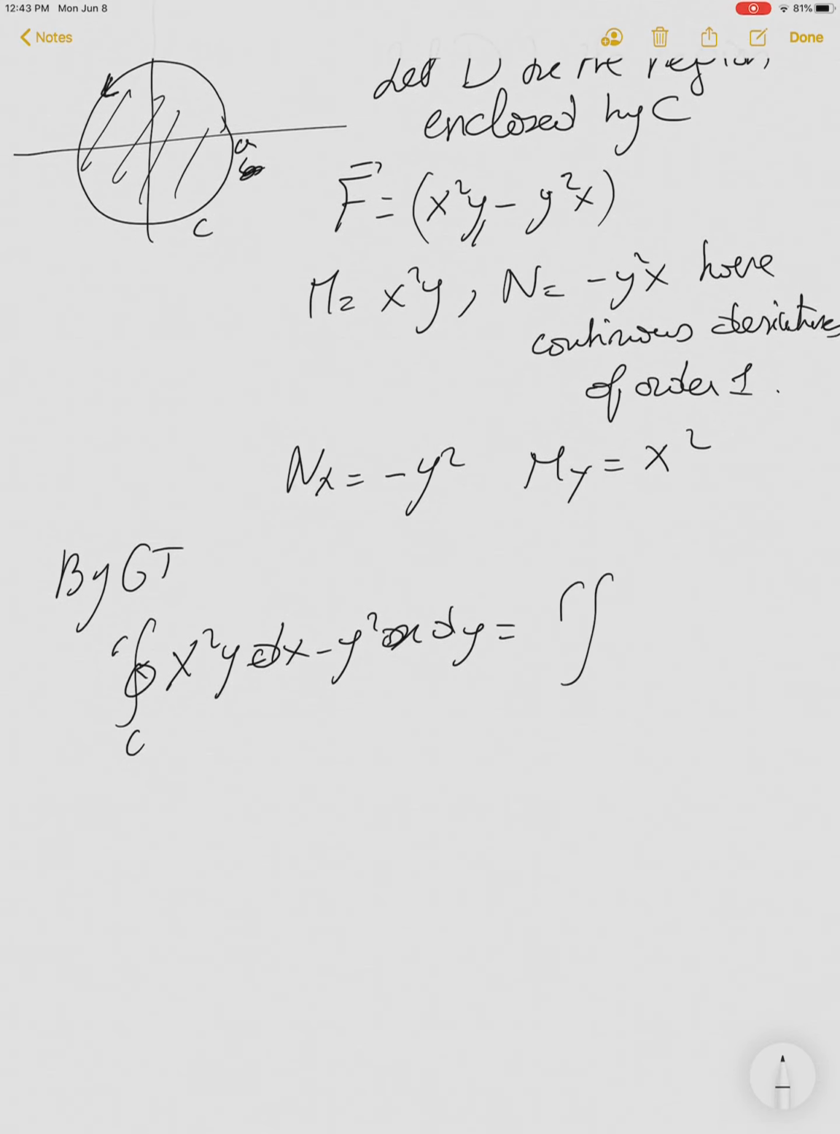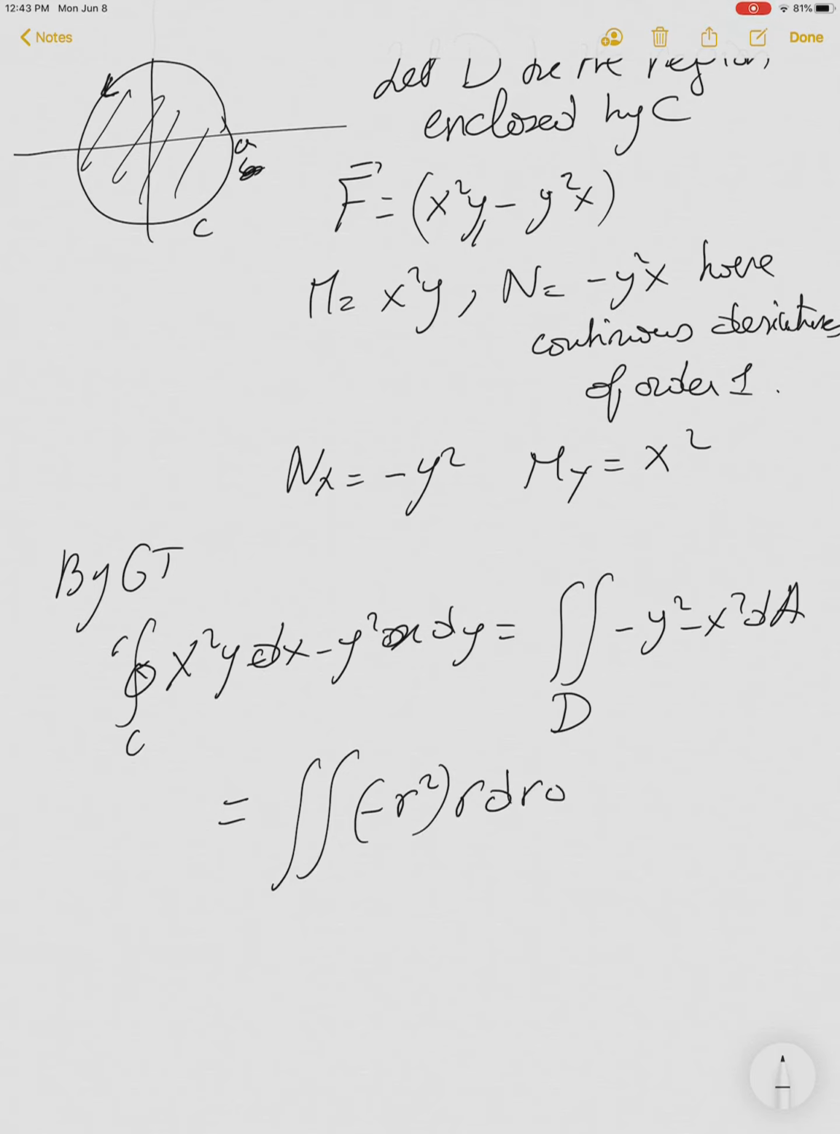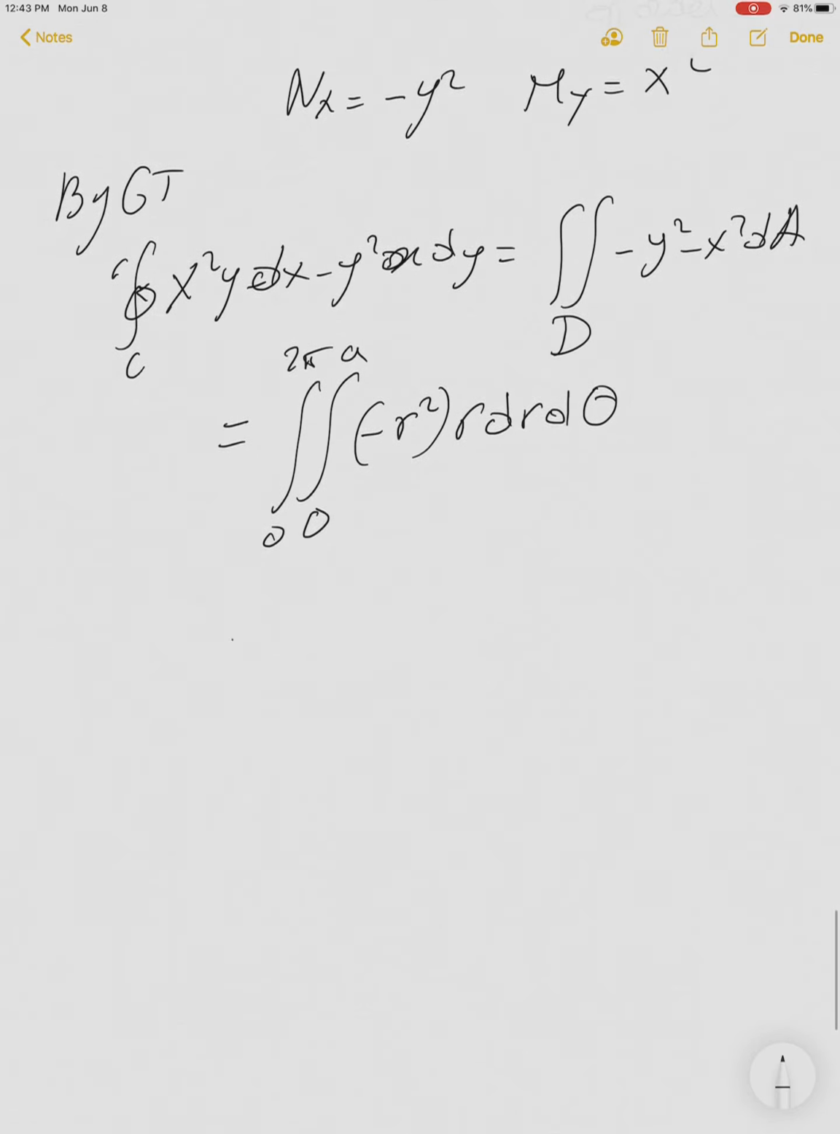is equal to the double integral over the disk of nx minus my, which is minus y squared minus x squared dA. Now I have to calculate this integral, but since I have x squared plus y squared and a disk, this suits polar coordinates. So this is the double integral of minus r squared, and dA is r dr d theta. Now my r, I draw an arrow from the origin, is between 0 and a, and theta between 0 and 2 pi.